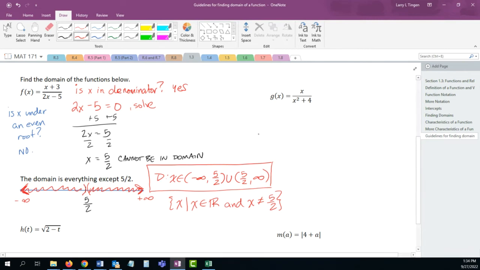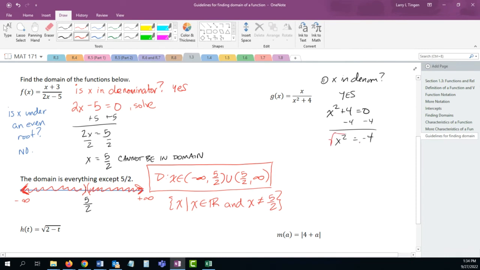Okay. Number 2, or g of x over here. First question, is x in the denominator? Yeah, sure is. So I take the denominator, set it equal to 0, and I solve. Subtract 4 from both sides. x squared is equal to -4. I have x squared is equal to -4.